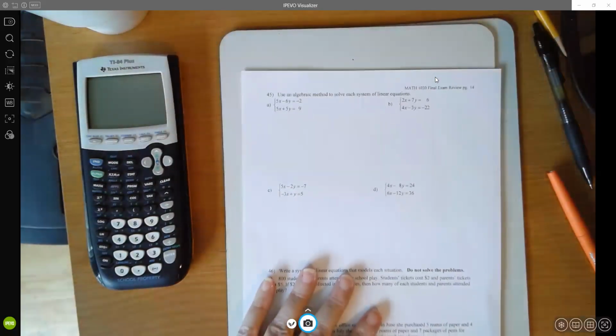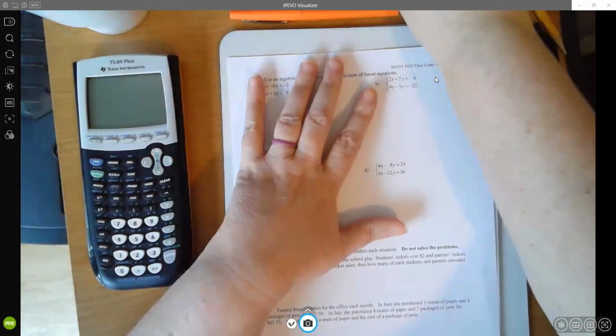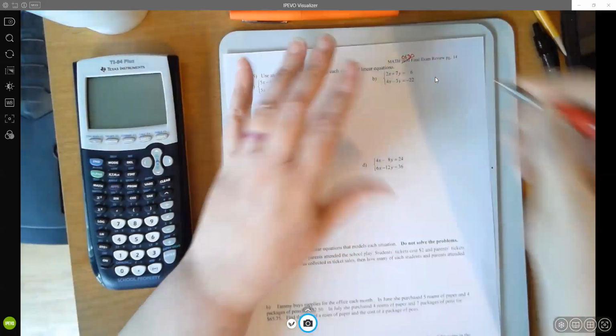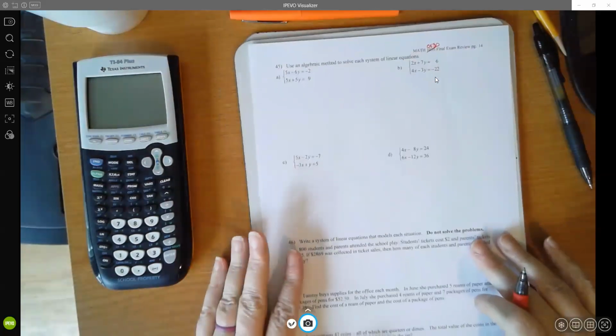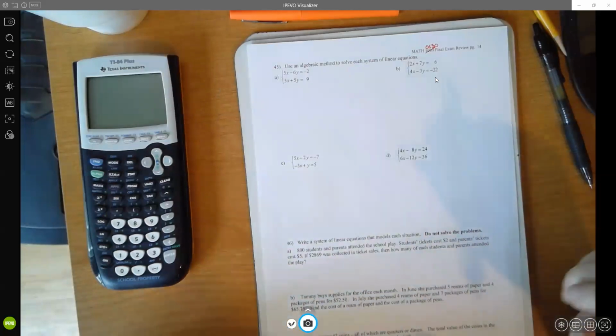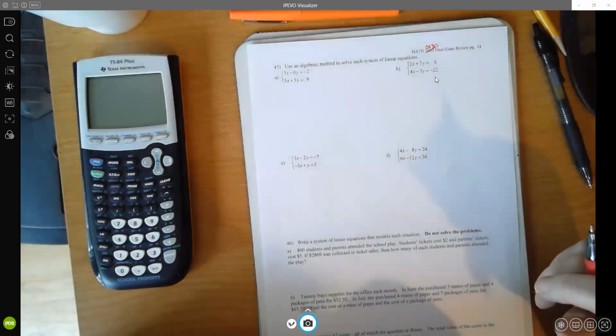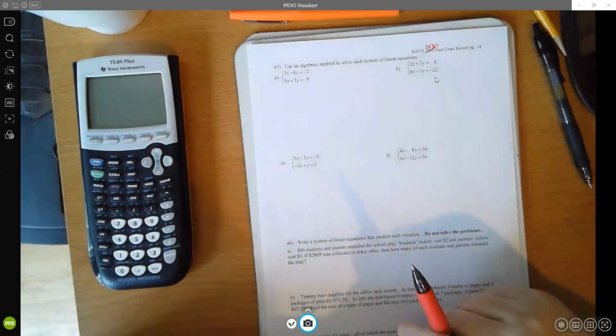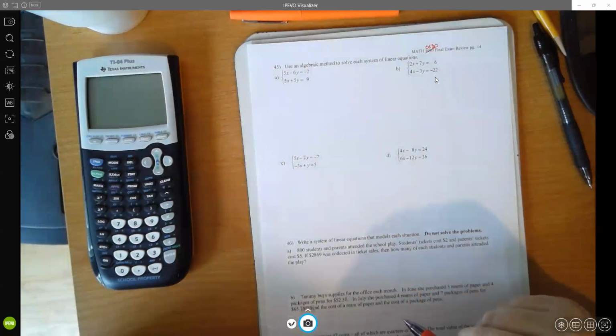And we are covering the review for Math 0030. I don't know why it says 1030. It's the Math 0030 final review, and we are doing the last page. So you can use an algebraic method to solve each system of linear equations. As you look at these linear equations, they are not set up to do with substitution. They are set up to do with elimination. So I am not going to use substitution to do these equations.